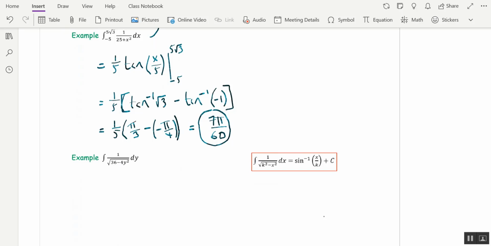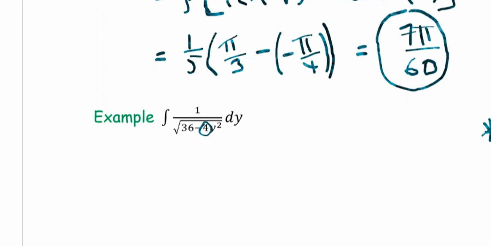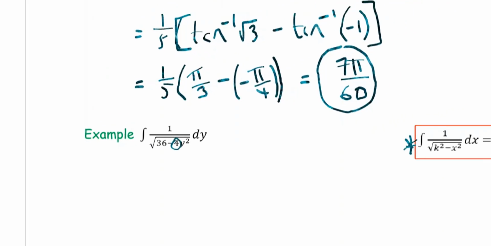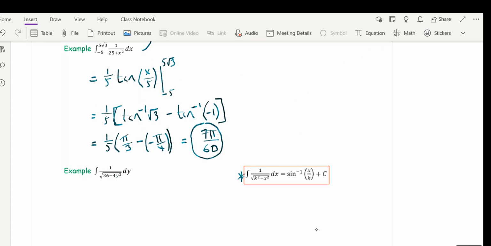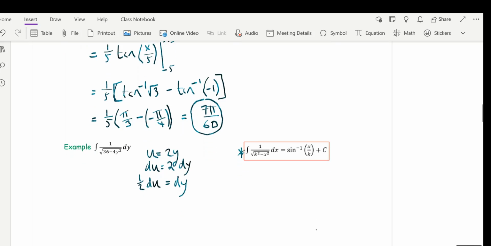Now, we want to use the formula for sine inverse because this function looks closest to that one. However, we have a problem because of this 4. The coefficient of the variable has to be 1 to use those formulas. So, no worries, we'll do a u sub. We're going to let u equal 2y, du is 2 dy, and so 1/2 du is dy. All right, and now we're ready to substitute.